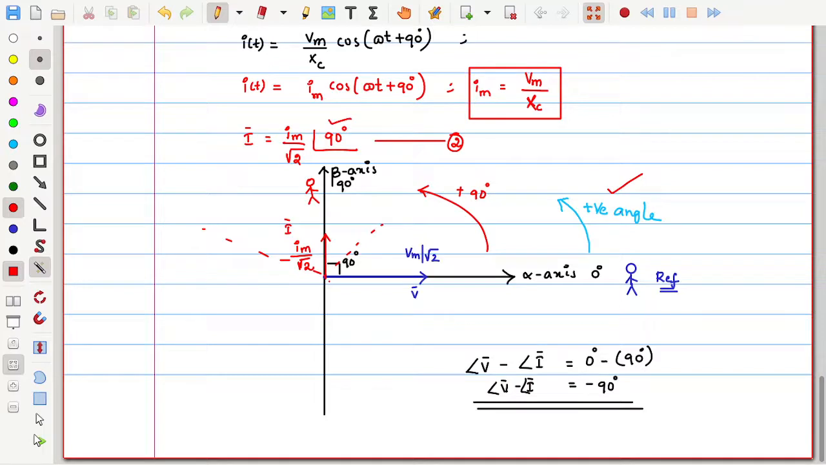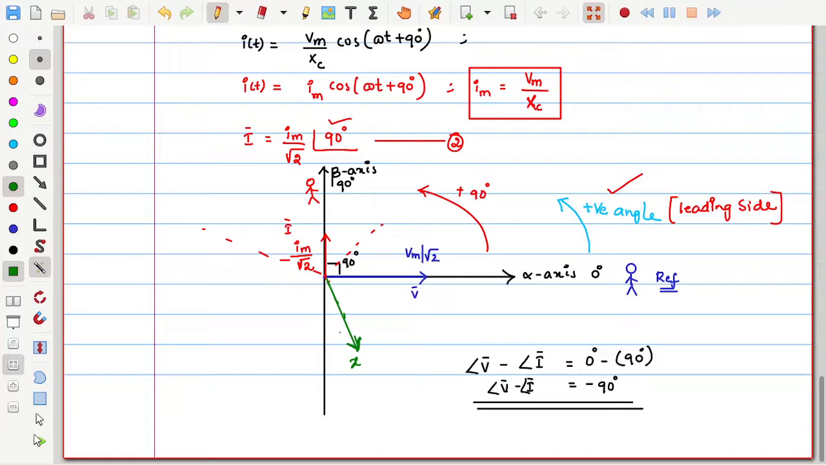So, positive angle direction I will call hereafter as leading side. Whatever comes in that side, all those are leading this guy. Is this clear? Okay. Next, if somebody is falling behind this person, for example, here, let us say some vector or phasor is there, some X.